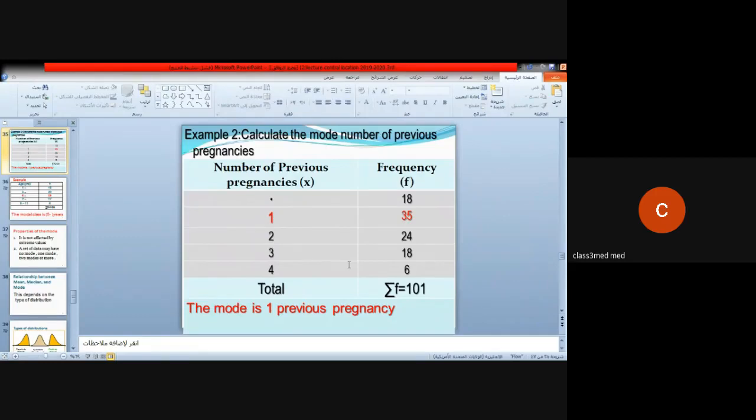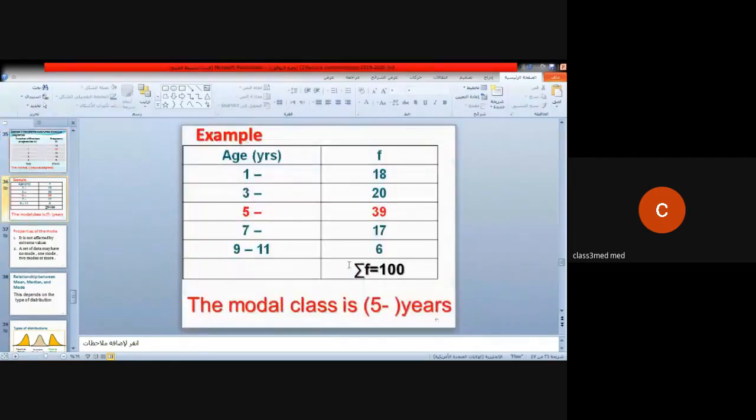The same applies to a tabulated continuous quantitative variable: we also find the highest frequency. Here we have 39, the highest frequency, so the modal class is 5 to less than 7. You are not required to find the exact value. You just identify or locate the modal class, which is similar to the median class.